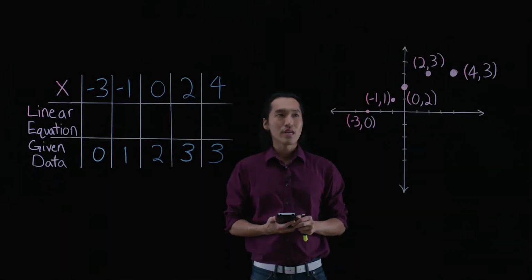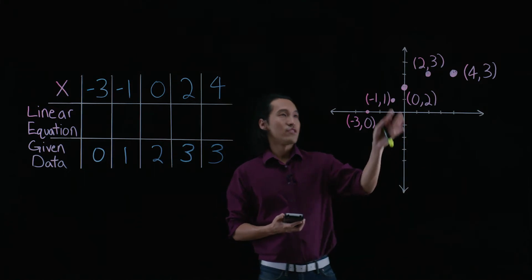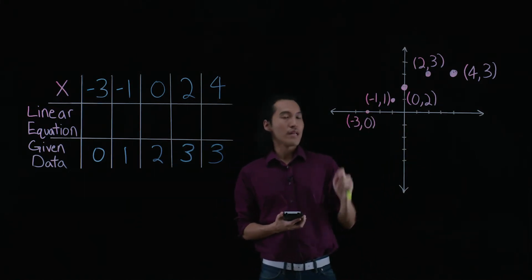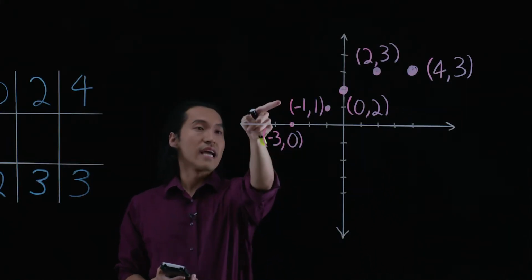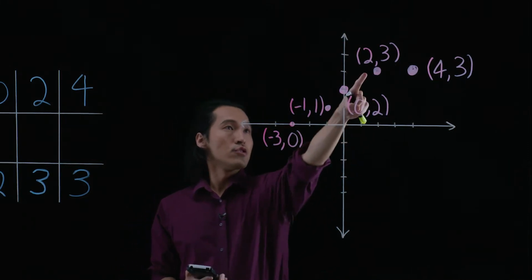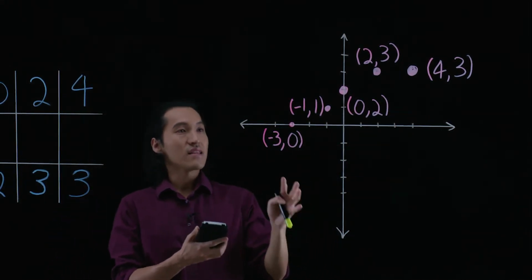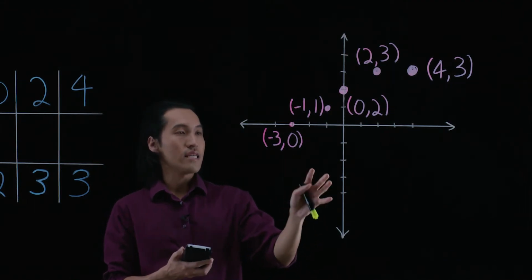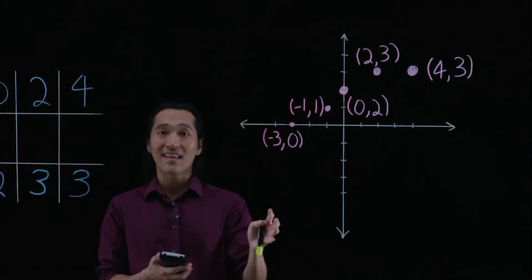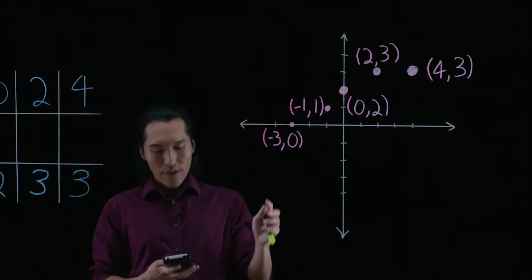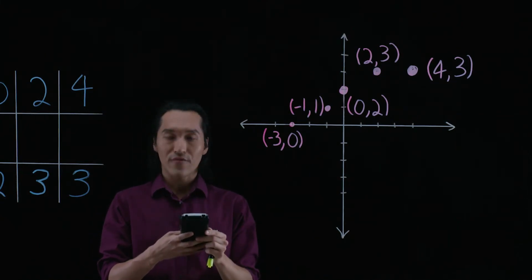So for this problem, we're given 5 points, and it's already plotted on a coordinate plane: (-3, 0), (-1, 1), (0, 2), (2, 3), and (4, 3). What they're asking us to do is to find the linear regression for these coordinates. In other words, we need to find the line of best fit. The way we can do that is by using our graphing utility.